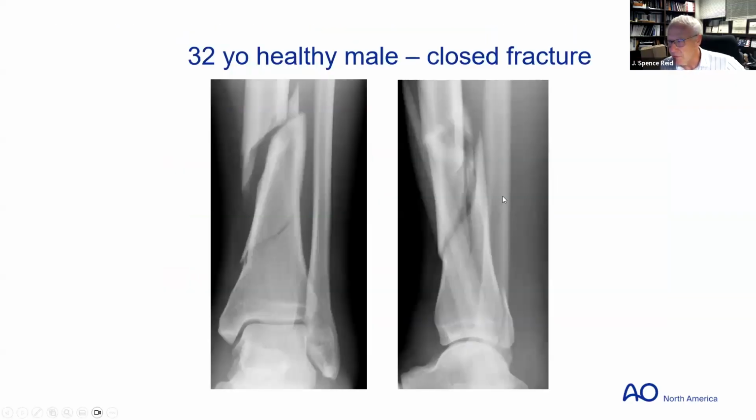So I'm going to show you this case. This is an incredibly simple case. You're not going to think, oh my God, what am I going to do with this? But I think it really hits some basic topics.